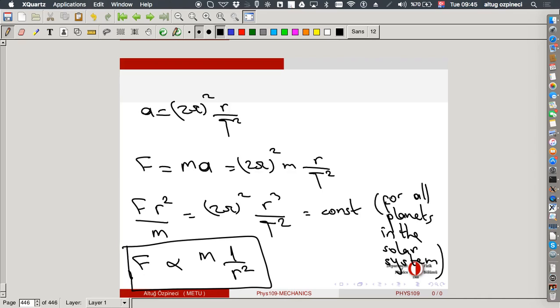So Newton just didn't come up with this 1 over r squared law. I mean, he didn't even measure it. It was Kepler, and from Kepler's third law, he could conclude that the force acting on planets had to be inversely proportional to the radius squared. And it has to be proportional to the mass of the planet itself.